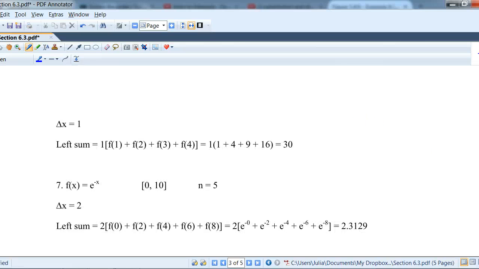Number 4, it's really the same idea, but from 1 to 5. So again, the width was 1, and you start 1, 2, 3, 4, and you stop 1 short, so you get 30. You can do this with 5 rectangles, e to the negative x.